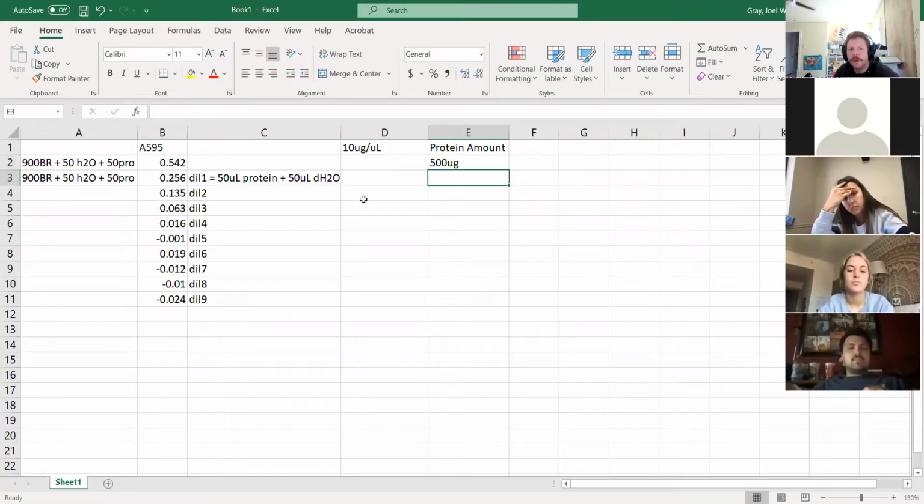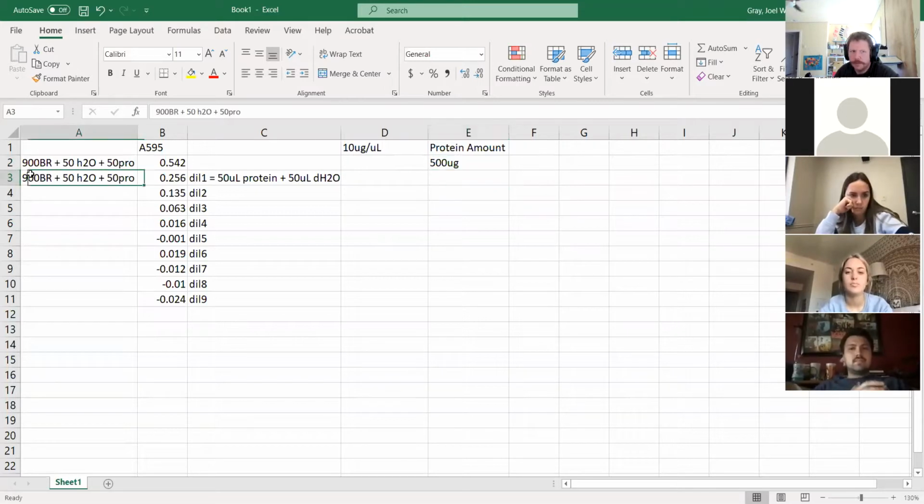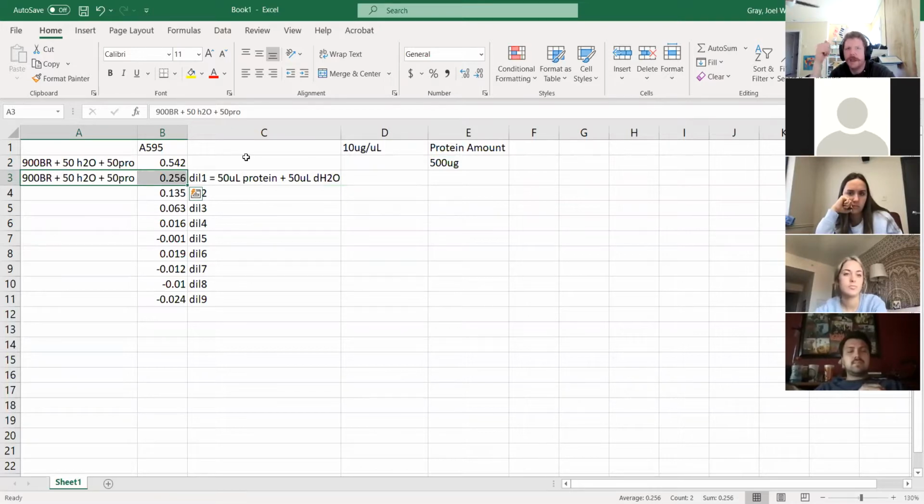Okay. So then my next sample, C3, that was the exact same composition, but my protein sample was a dilution. And so that dilution, I need to know what the composition of that dilution was. That dilution was made by adding 50 microliters of my protein and 50 microliters of DH2O. So a total of 100 microliters. I took 50 microliters of that and added that to make my second sample.